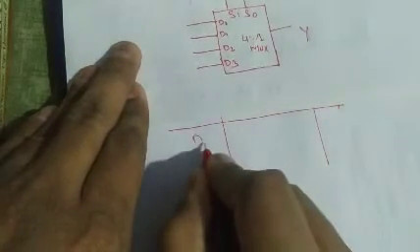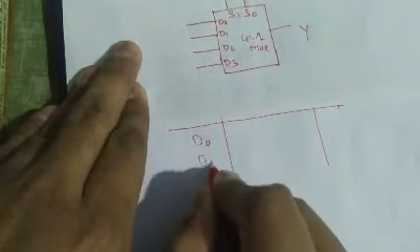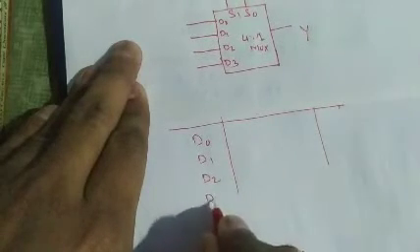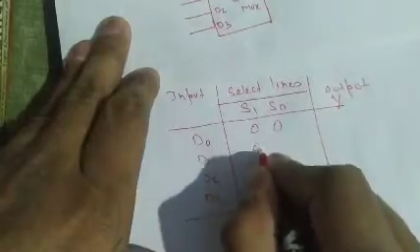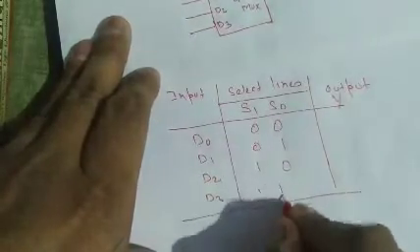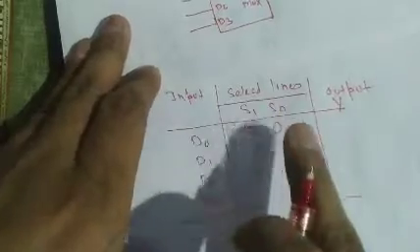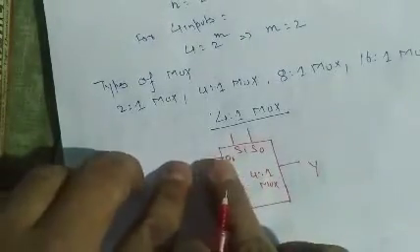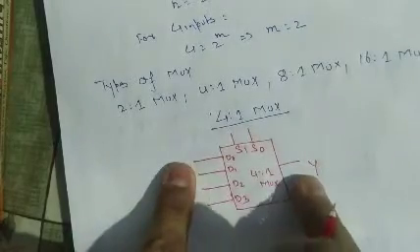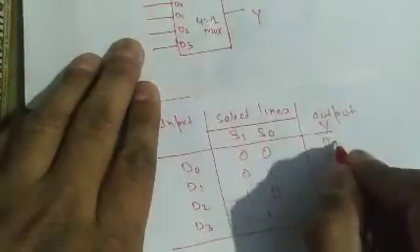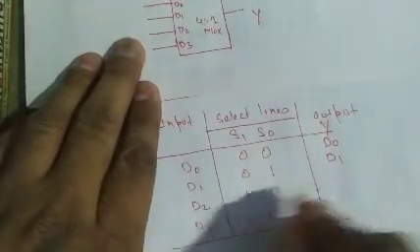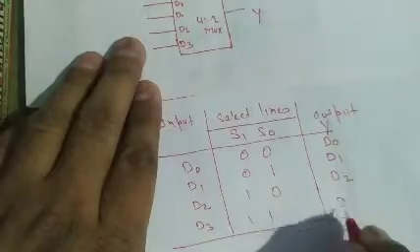What are the inputs? D0, D1, D2 and D3. These are inputs. And the select lines have the combinations 0 0, 0 1, 1 0 and then 1 1. For S1 equal to 0, S0 equal to 0, the input D0 is directly connected to the output. Hence the information containing the input number 1 is transmitted to the output. So output will be D0 here. For 0 1 it will be D1, for 1 0 it will be D2 and for 1 1 it is D3.